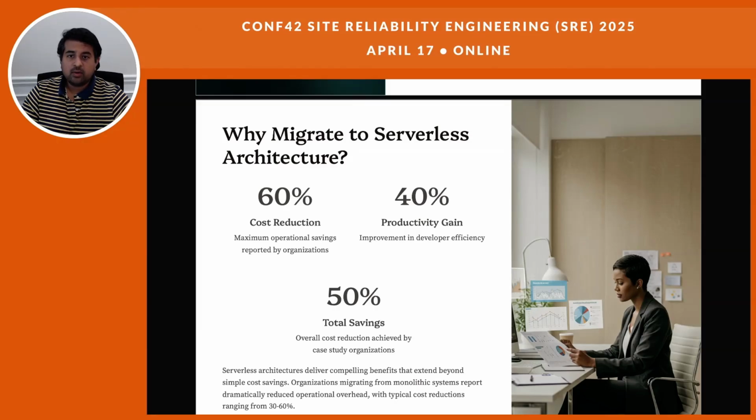Reduced time to market. Developers focus on code, not infrastructure, leading to faster development cycles. Companies have reported a 25% decrease in the time required to launch new products or features. Enhanced operational efficiency. With managed services handling tasks like patching and scaling, operations teams can focus on strategic initiatives. This can result in a 15 to 20% reduction in operational burden.